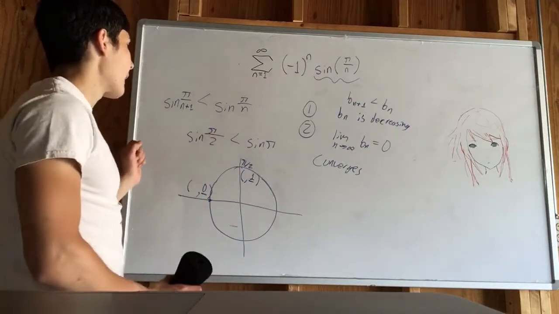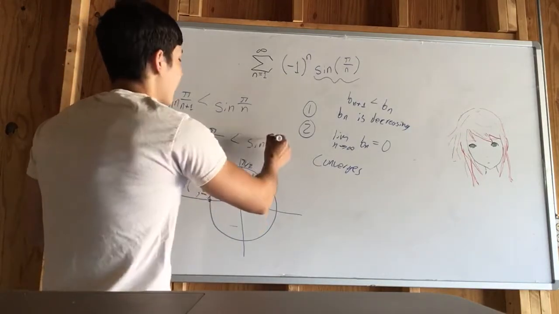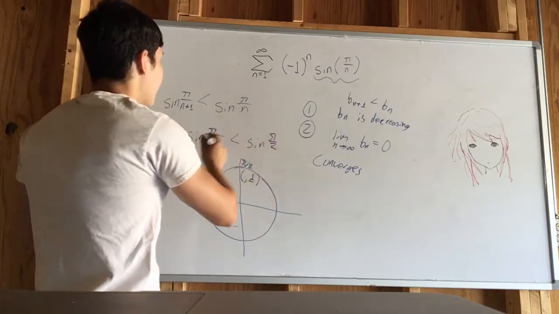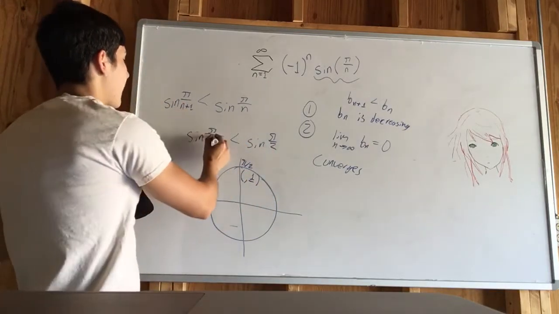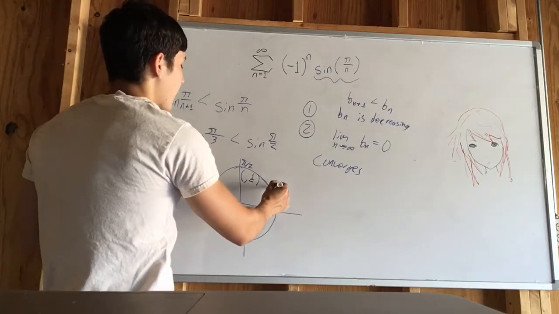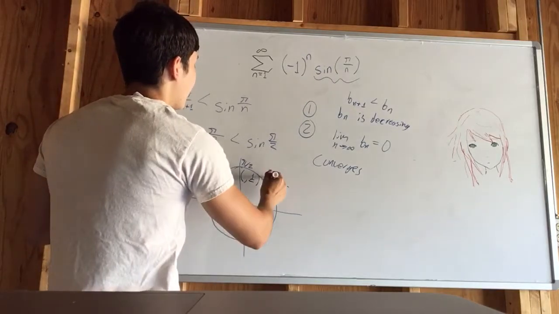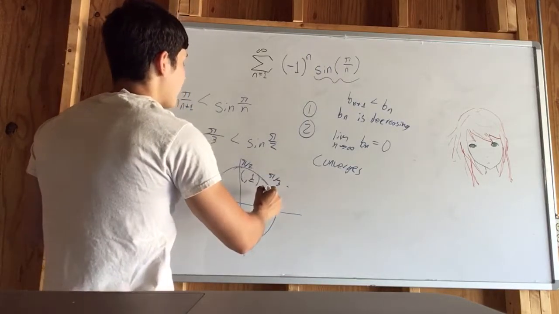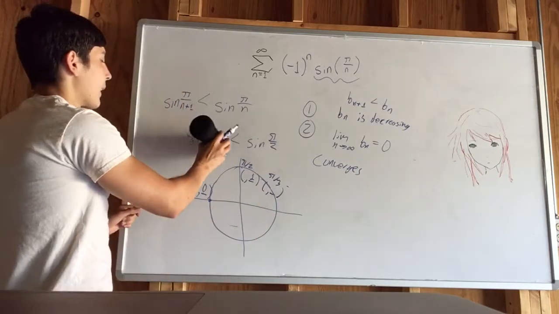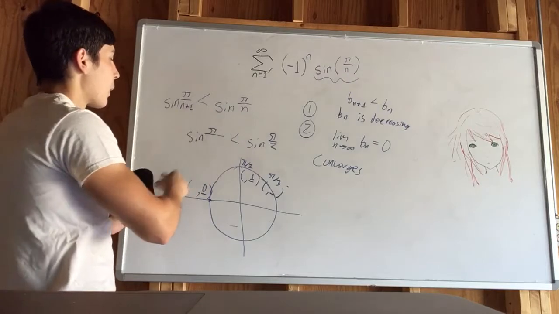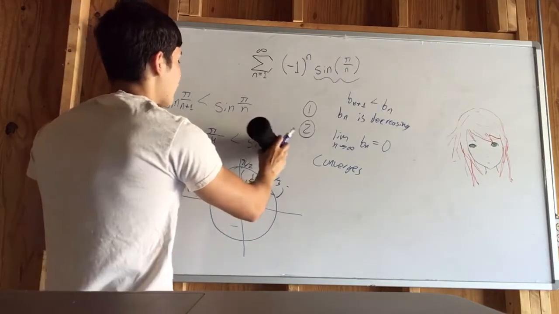But what happens if we plug in 2? If we plug in 2 into there, we would get sine of pi halves, and then we would get 2 plus 1 in the denominator, which is sine of pi thirds. So pi thirds would be over here somewhere, maybe a little higher, and so that would yield a smaller value for sine. And then we plug in our next number, which is 3. That would give us sine of pi fourths and sine of pi thirds.